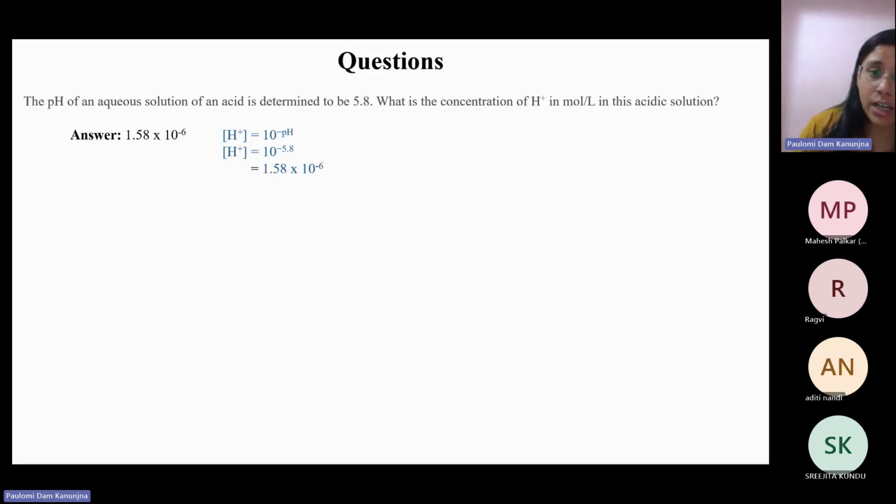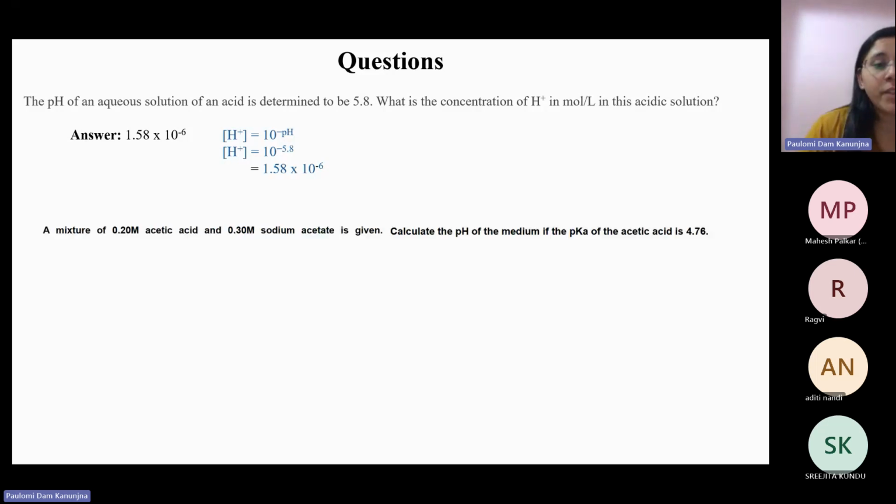If you have used other formulas, like pH being minus log of H plus, that's also fine. That's also equal, and your answer should come to 1.58 into 10 to the power minus 6 mole per liter. But this is one of the cleanest formulas that you can use if you have H plus and pH questions. Next set of questions.